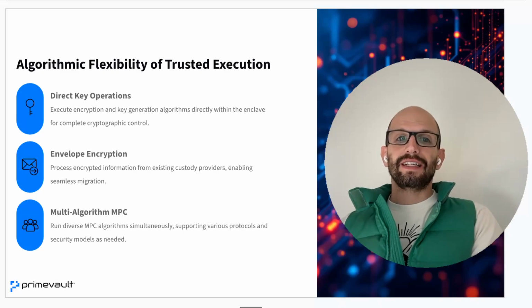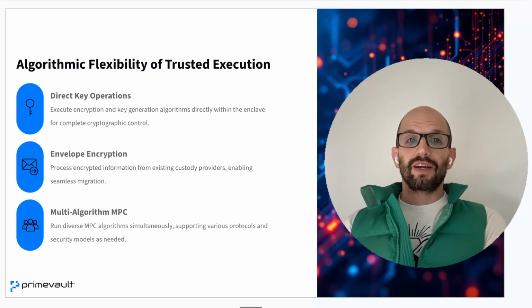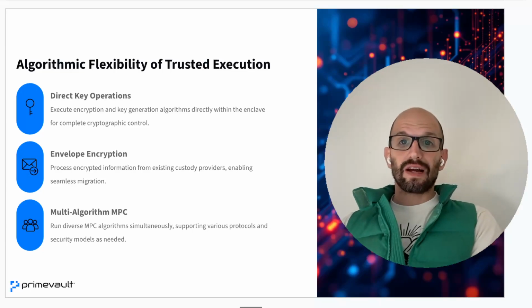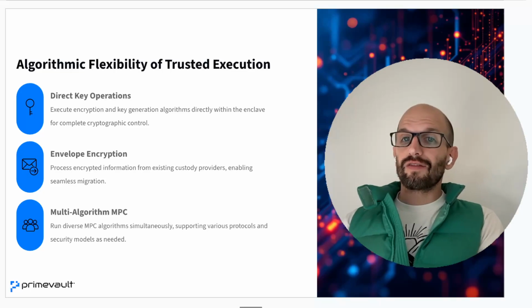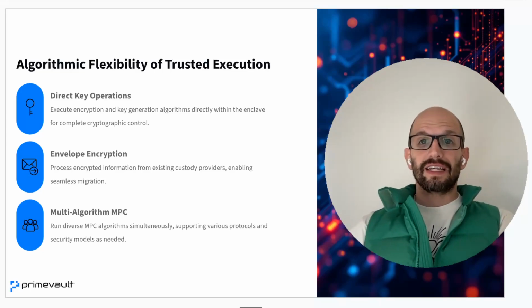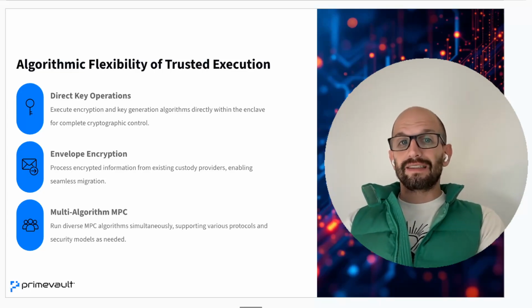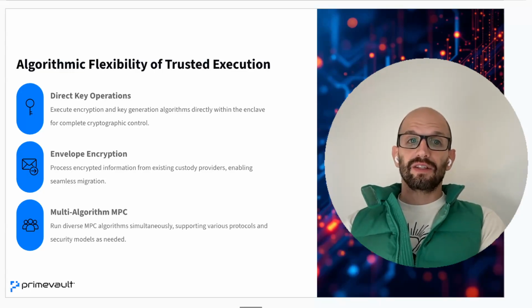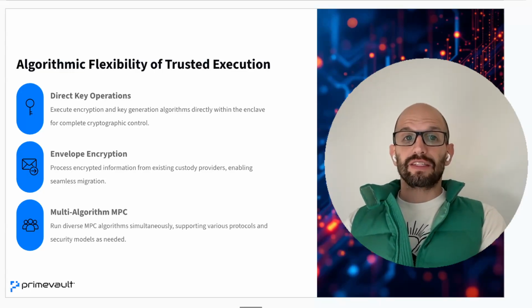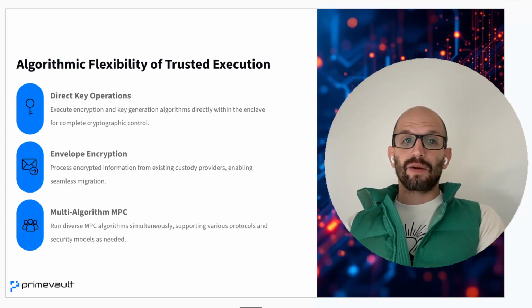Now, something that's nice about TEE systems is that they're very flexible in being able to run a variety of different algorithms and code. It can run encryption and key generation algorithms directly in a single node fashion. It can use envelope encryption to receive encrypted information from your existing custody providers without ever actually revealing it to anyone in the process. And as you transition to use PrimeVault, it could run instances of multiple different MPC algorithms. And all of these things can have the same trust guarantees that PrimeVault offers for its main usage, because in all of these situations, the algorithm will be attested to by the hardware enclave's ability to guarantee what code's being run and when it's being run as well.